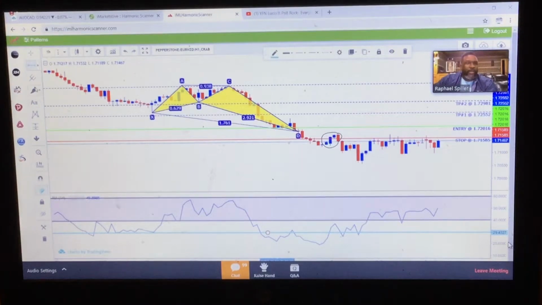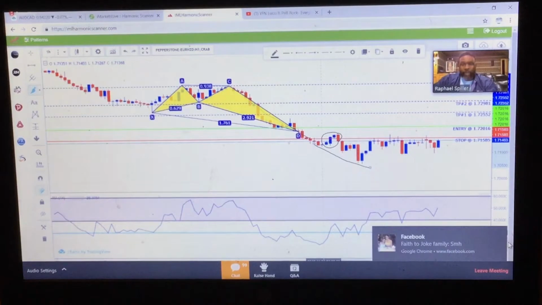I want to show y'all this so you can stop allowing yourselves to be bamboozled and messed over by this. It's right here on this candle. It's below the 30 level. Look, it's still dropping. I want y'all to see this. It's still dropping, and it dropped all the way to right here. Now, is there divergence? Yes, there is divergence. But is this price moving up?